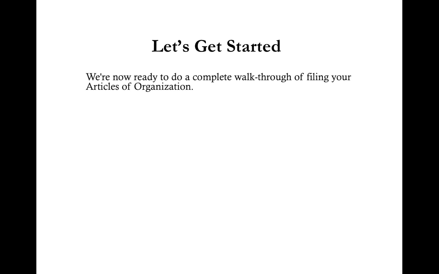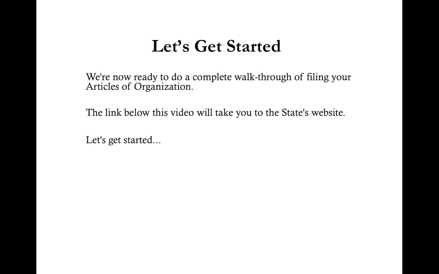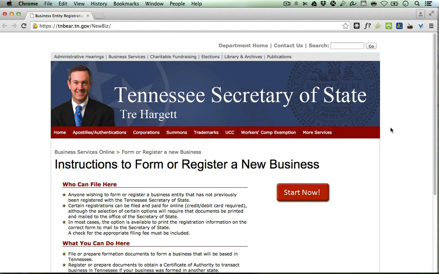We're now ready to do a complete walkthrough of filing your Articles of Organization. The link below this video will take you to the state's website. Let's get started. Here we are at the state's website. Again, the link below this video is going to take you to this page. Once you're here, go ahead and click the Start Now button.